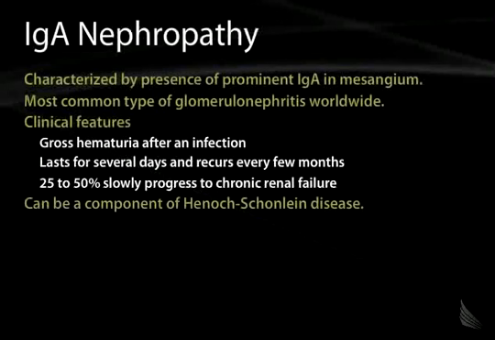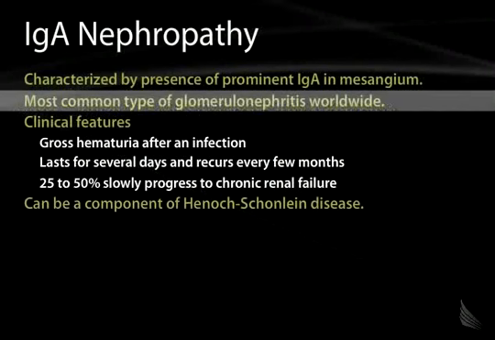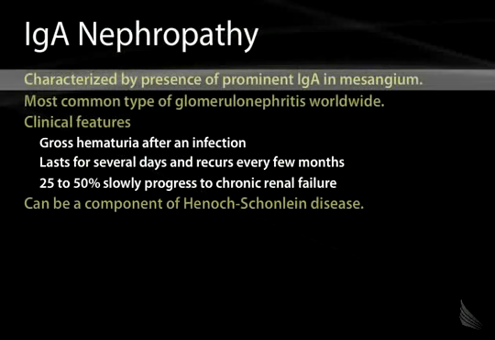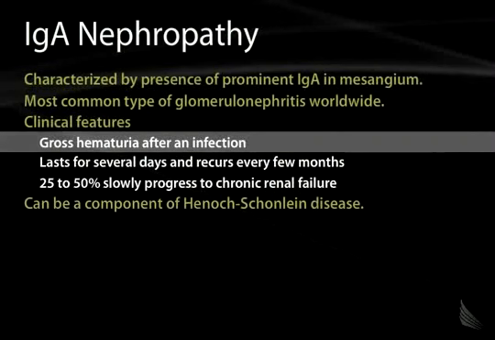Now, a second cause of nephritic syndrome is what we call IgA nephropathy. And this is actually the most common cause of glomerulonephritis worldwide. This is characterized by deposition of IgA in the mesangial matrix. Clinically, what you see is, again, after an infection, you'll see the production of gross hematuria.